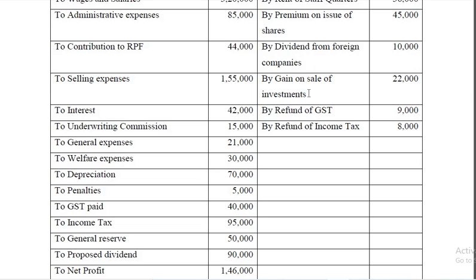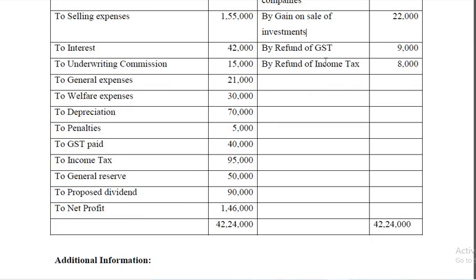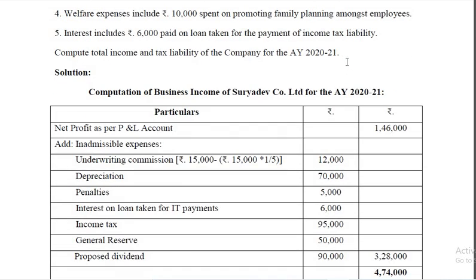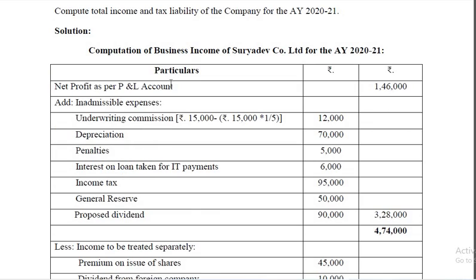Gain on sale of investment is a long-term capital gain, because it is held for a period of more than 2 years, so it is deducted. Refund of GST is allowed, part of business income. Refund of income tax is not allowed. Income tax is disallowed, so refund of income tax is also disallowed. So that's about the profit and loss account and other items given as additional information.